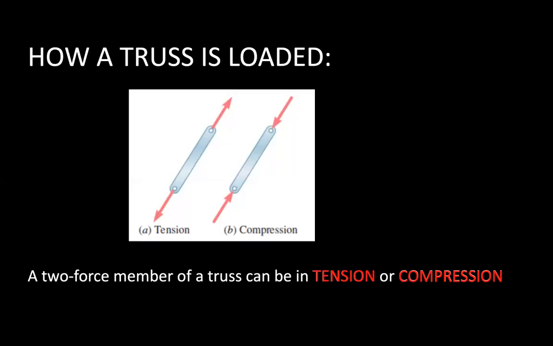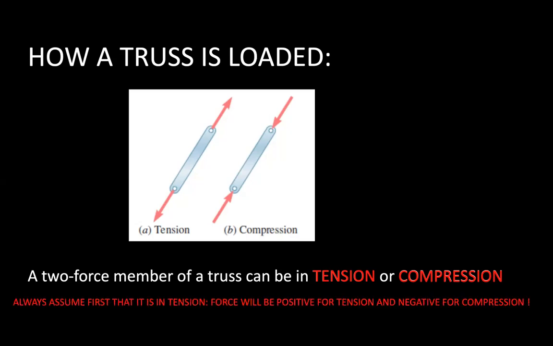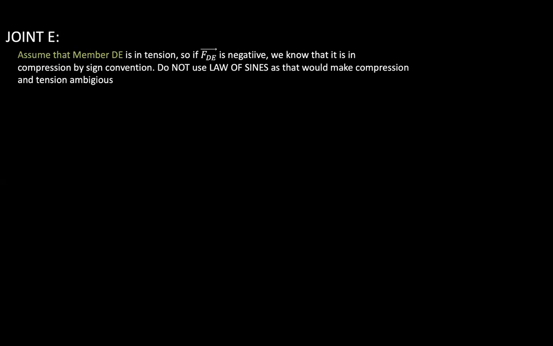How are trusses loaded? As a reminder, a two-force member of a truss can be either in tension or compression, but always assume first that it is in tension. The force will be positive for tension and negative for compression. Joint E. First, we'll start our analysis by analyzing joint E. Assume that member DE is in tension, so if the force of DE is negative, we know that it is in compression by sign convention.